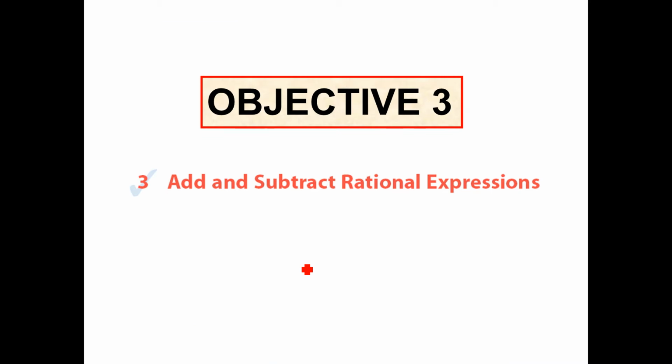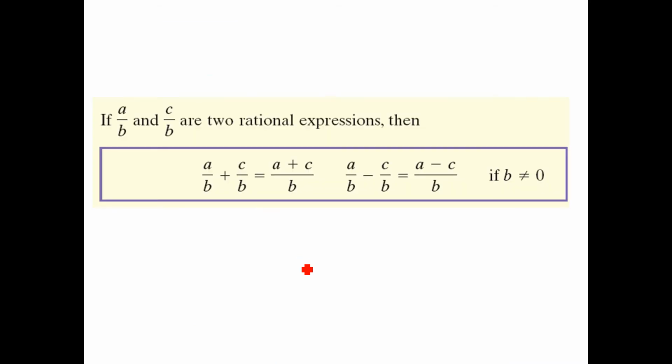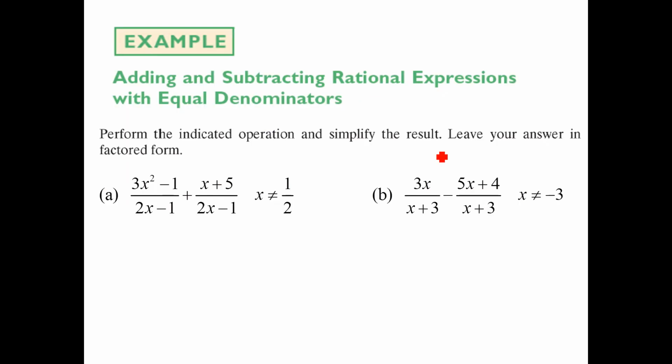All right, last objective here. We're going to add and subtract rational expressions. If we have a common denominator, we're in good shape. We can just add the numerators or subtract. So we'll start with that. Nice, easy peasy ones where we have common denominators.